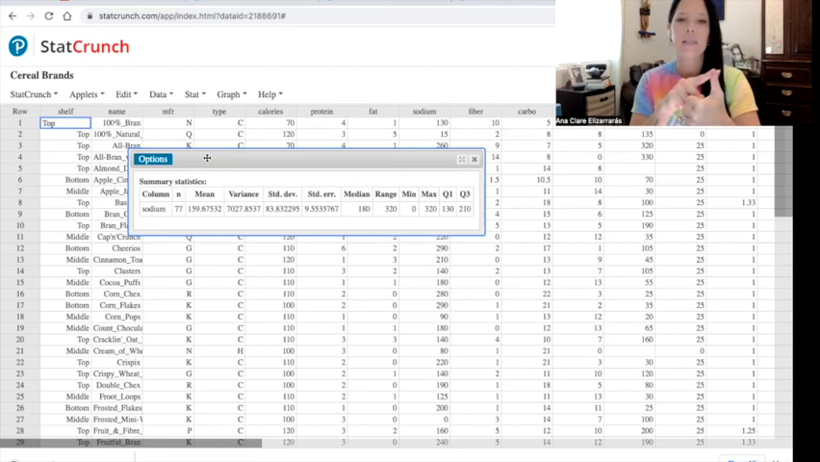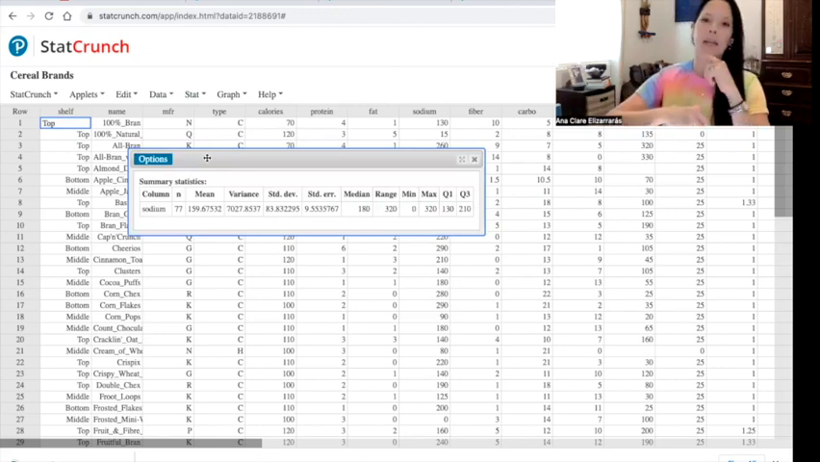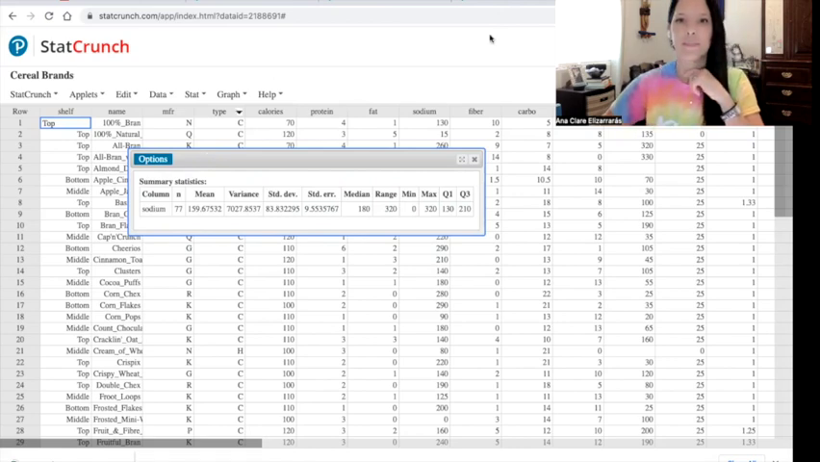So we are looking at 0, 130, 180, 210, and 320. We are going to go back into our notes now and record this information.